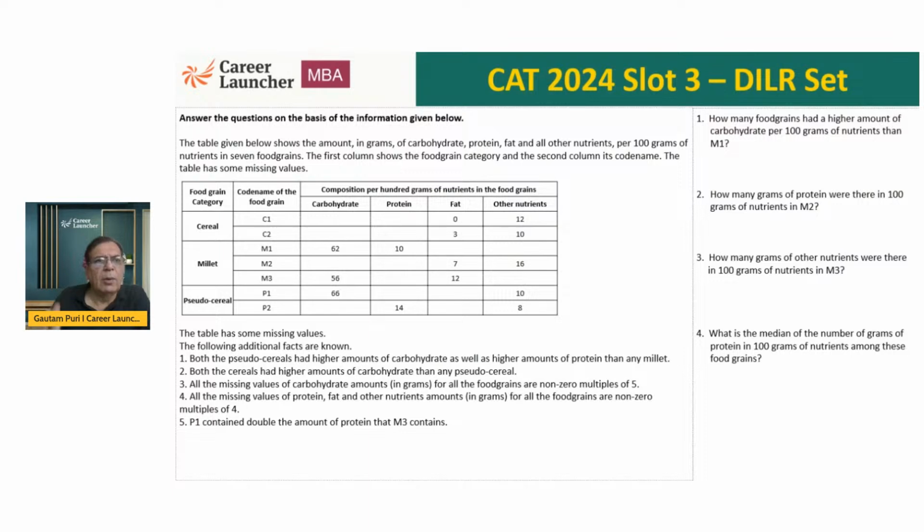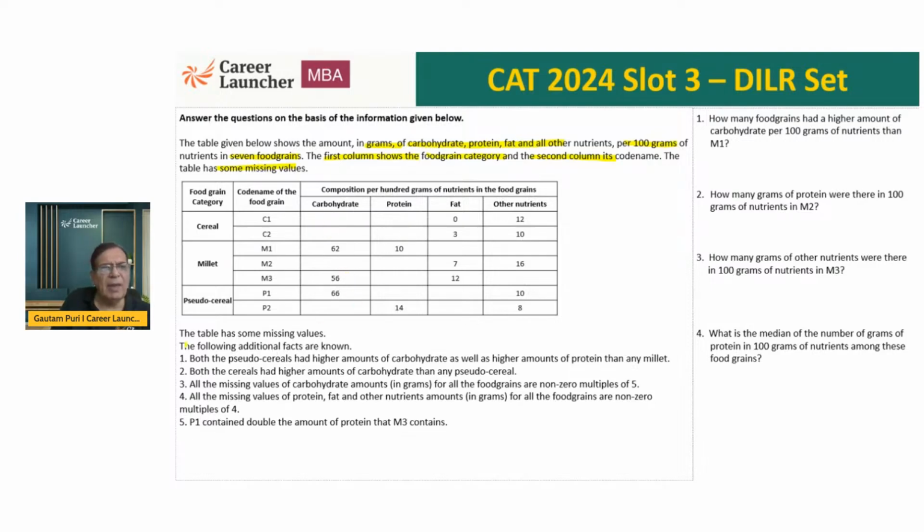Okay, chalo, let's look at this set of data. The table below shows the amount in grams of carbohydrates, protein, fats, and other nutrients per 100 grams of nutrients in 7 food grains. The first column shows the food grain category, and the second column its code name. The table has some missing values, so it's a missing value table. That is very, very obvious.